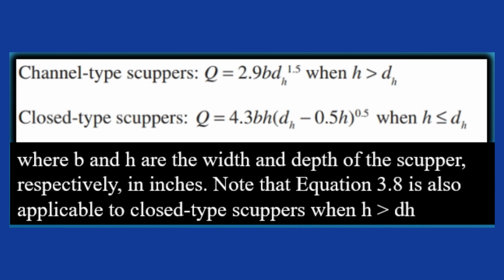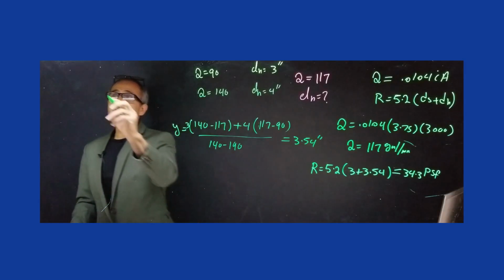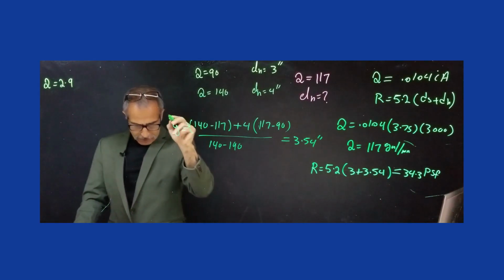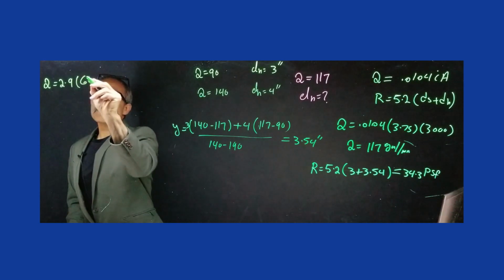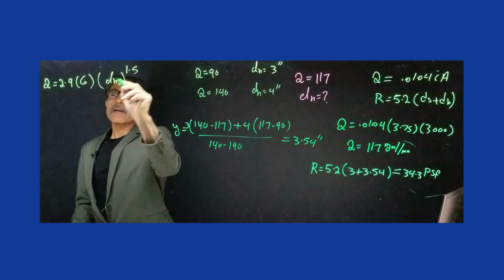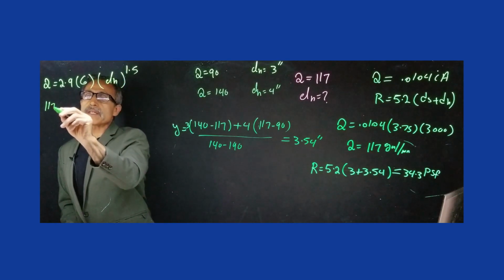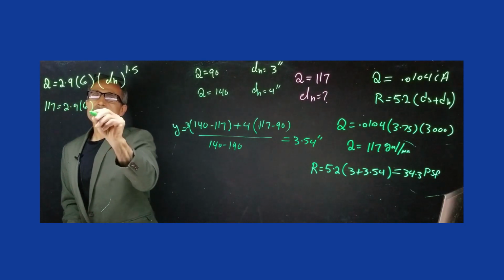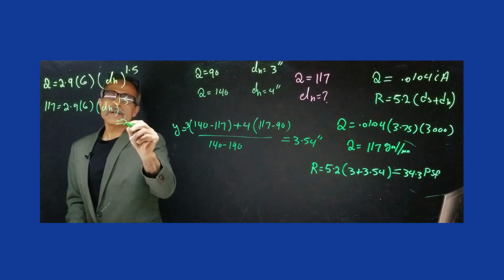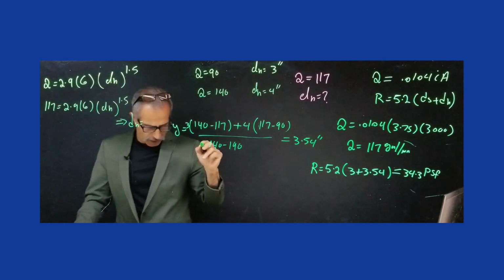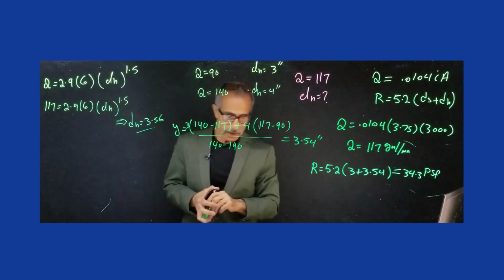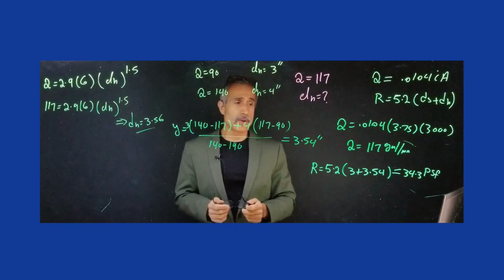I have these two formulas, which are based on that table, basically. Q equals 2.9 times 6 times DH to the power 1.5. And then, of course, we have Q, which came out to 117. I have 117 equals 2.9 times 6 times DH to the power 1.5, and you can figure that out. DH comes out, in this case, to 3.56. It's pretty close to the other way. This is it. It wasn't really that difficult.